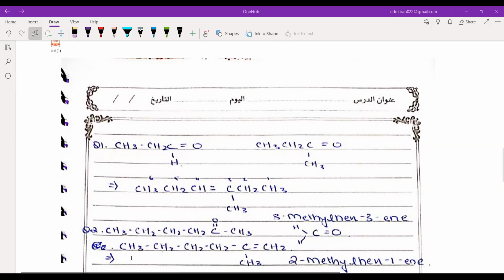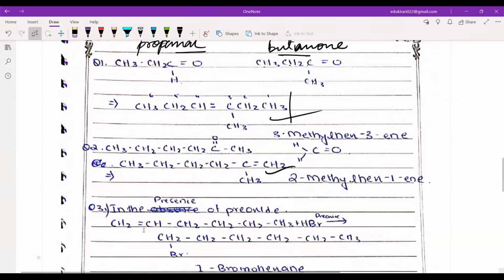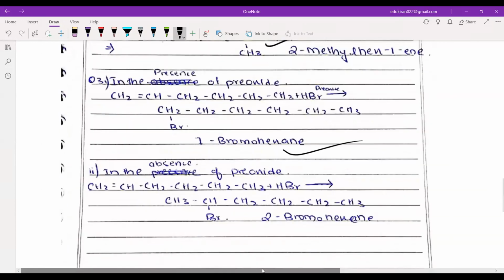This one is correct. I feel that this one is correct, but I don't know about this one. 1, 2, 3, 4, 5, 6. Okay. 1, 2, 3, 4. Okay, fine. I understand. I think this is butanone and propanone. Butanone, and this is 1, 2, 3. That is propanol. Okay, fine. I think this is also fine. Then what do we have next is the presence of peroxide. So, okay, and in the absence of peroxide. Okay, fine. You had reversed it earlier.